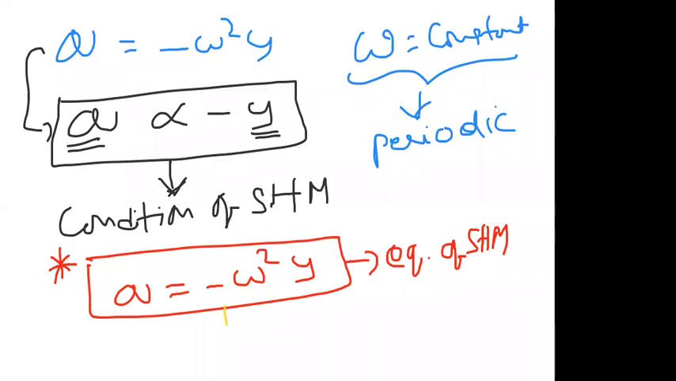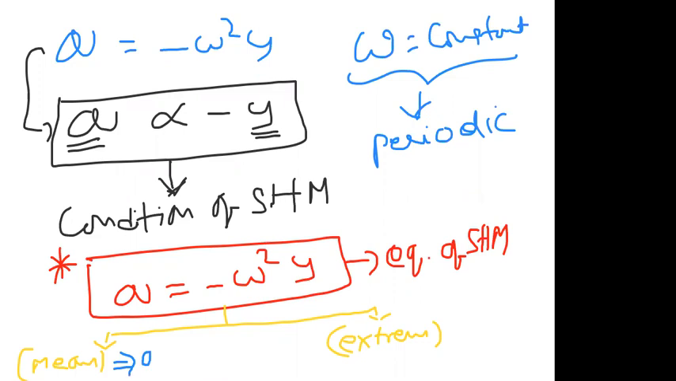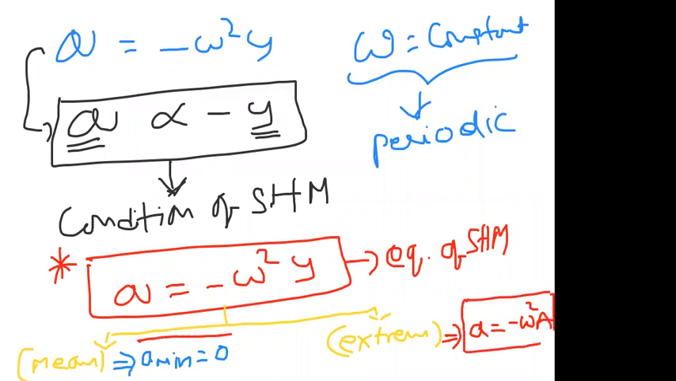Now let us observe an important point here. At the mean position and at the extreme position, what will happen? We have to find out. Mean position means displacement is zero, so acceleration will become minimum. Its value is zero because y is zero at the mean position. Extreme position means y is equal to capital A, so at the extreme position, I can write a is equal to minus omega square capital A. The negative sign indicates only the direction. It is not related to magnitude.